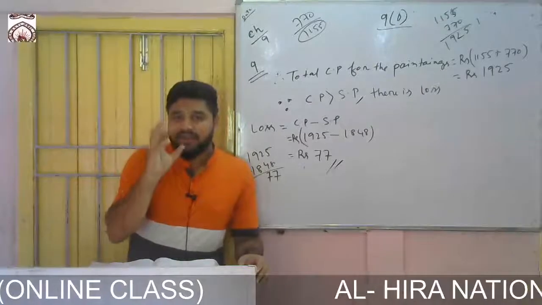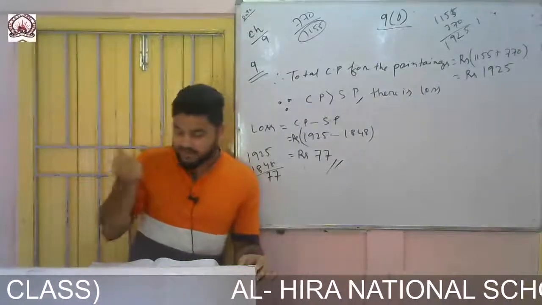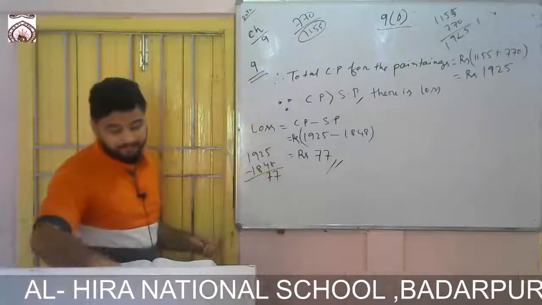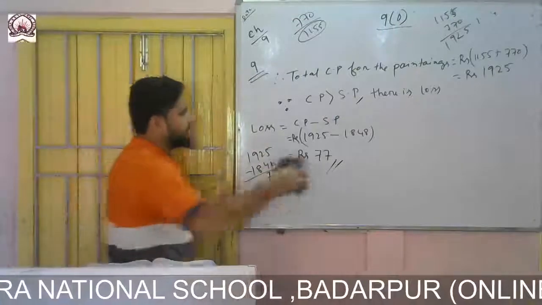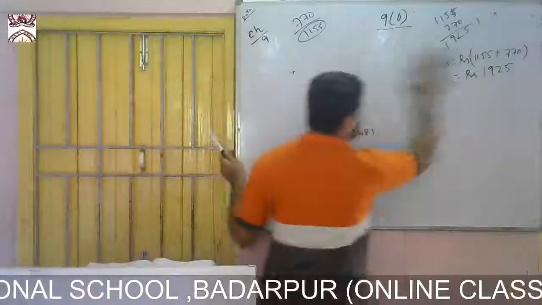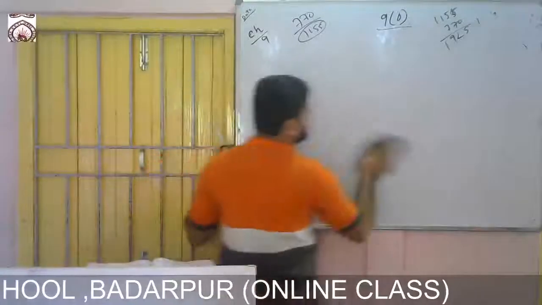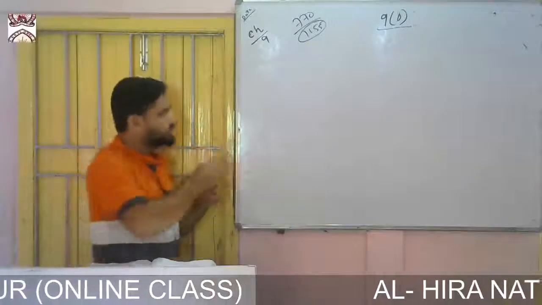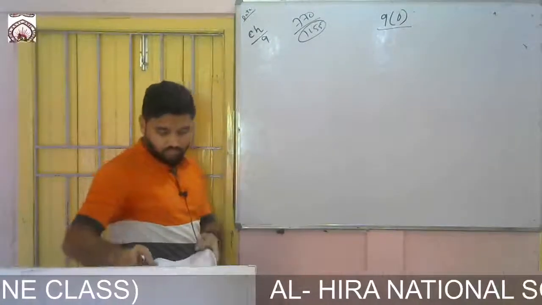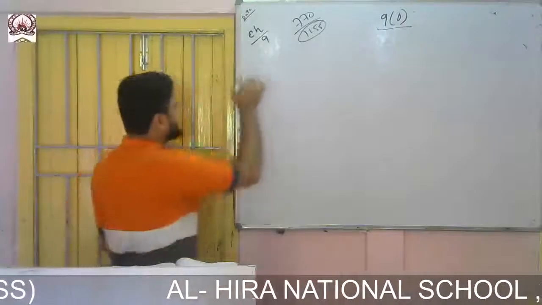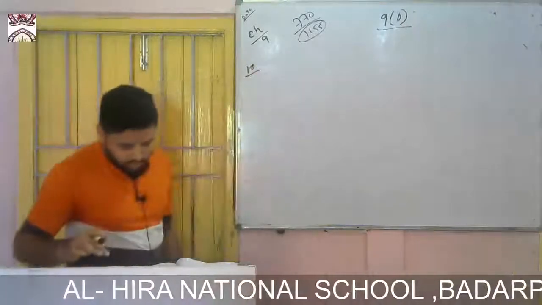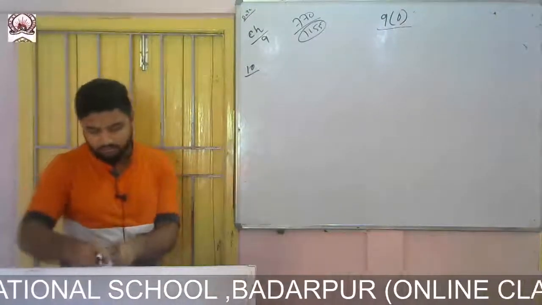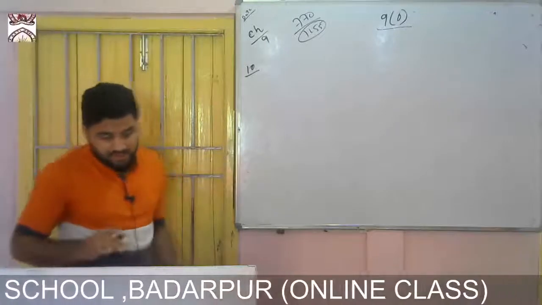At what price should the fan be sold to get 10% profit? So see, given, SP for the fan is given 1200. Question number 10: what is given? SP for the fan is given 1200.